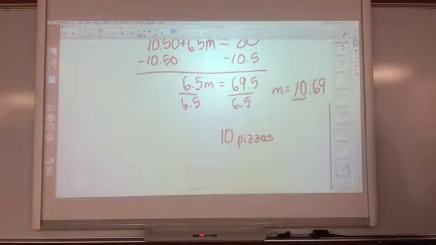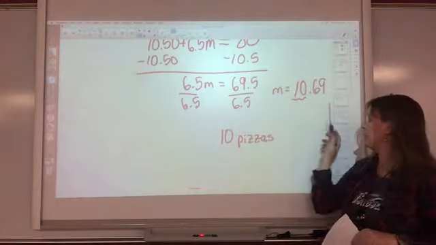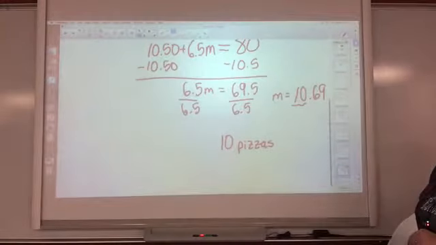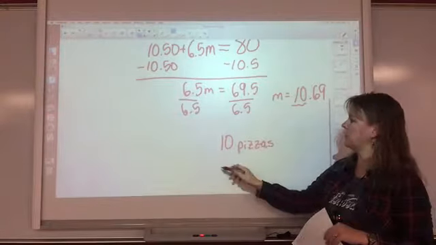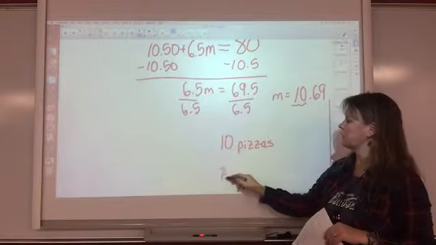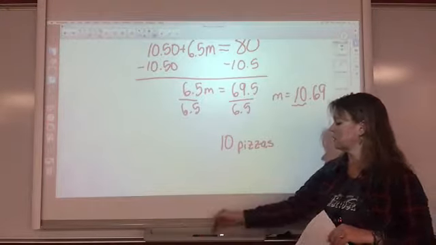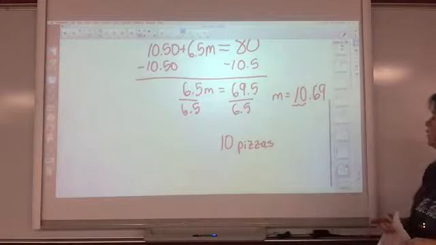Double check your math. Make sure it makes sense. 10.50 plus 6.50 times 10 would be $65. $65 plus 10.50 would be $75.50. So we will have enough money.